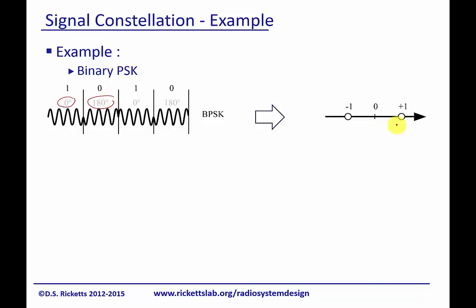And we can represent this on the in-phase axis as just a +1 and a -1. And so as we transmit back and forth, we just go back between these two dots.